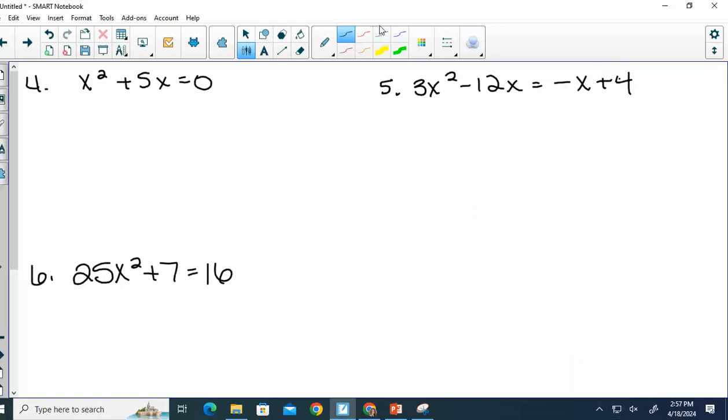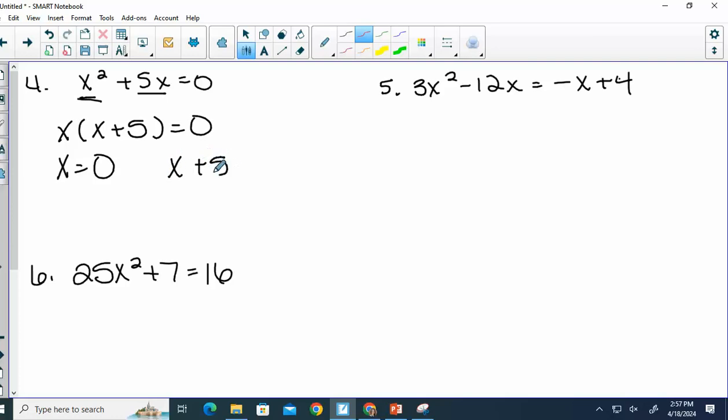So the first one, we only have 2 terms. It's already equal to 0, so what can we take out? X. And you're left with x plus 5. If you have 2 things multiplied that equal 0, you set each to 0. If we subtract our 5, negative 5. So our answers are 0, negative 5.